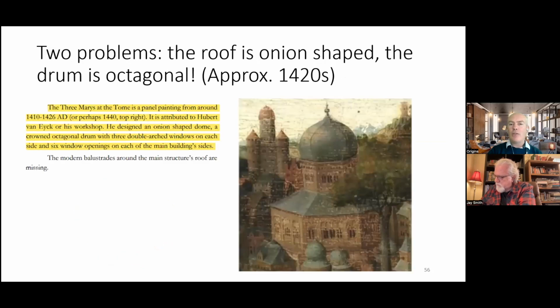And we have this image from the 1420s. You can see that this is a very different Dome of the Rock. There's an onion shape there on the top. And you'll notice also that underneath is a higher section than we see today. This is attributed to Hubert van Eyck. It's called The Three Marys at the Tomb, and it was painted sometime between 1410 and 1426. Okay, the modern balustrades around the main structure's roof are missing. So it's not quite the same as what you see today.